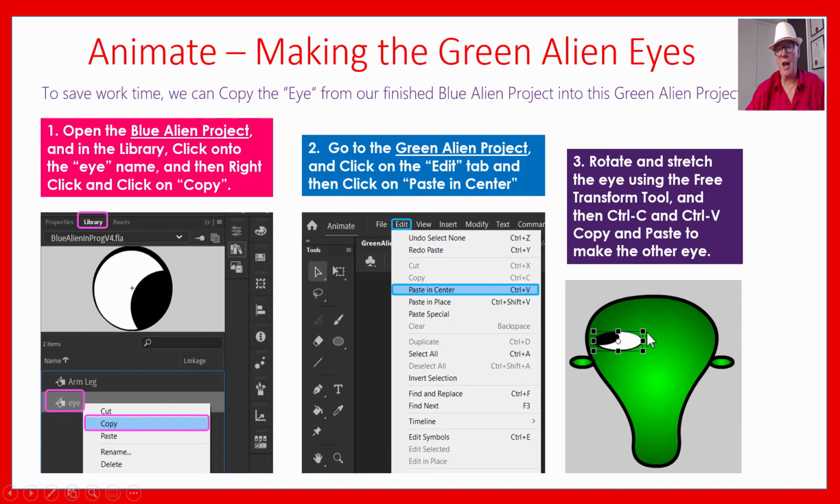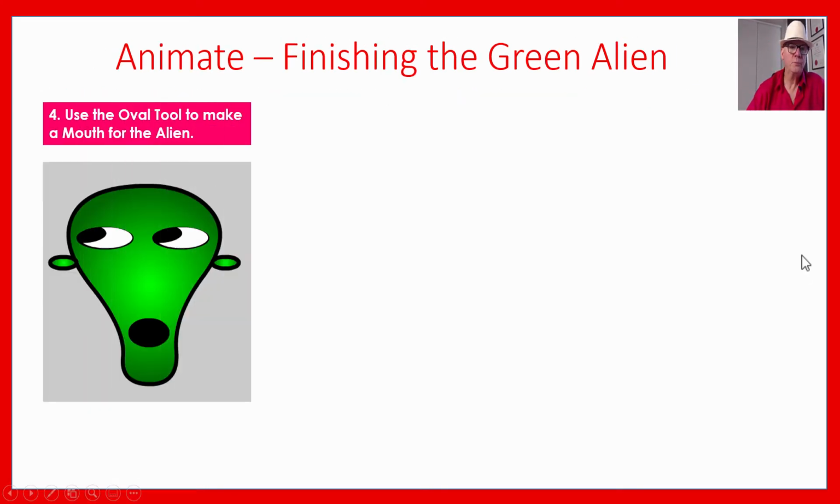So then we've got that eye, and we just moved it here and used the free transform to drag it out to make it an oval shaped eye instead of a round eye, and then just Control C, Control V to make the other eye. So yeah, you can have the eye in another project and copy it between projects using the library, and this is why the library is so good in Animate to use.